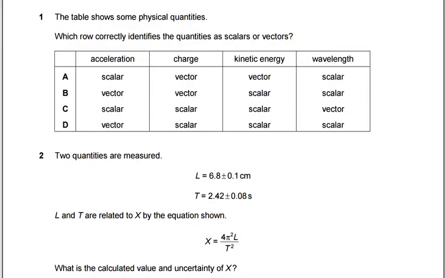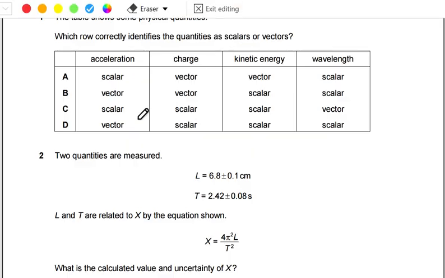Okay, which scalar and which vector? I have acceleration vector, charge scalar, kinetic energy scalar, wavelength scalar.